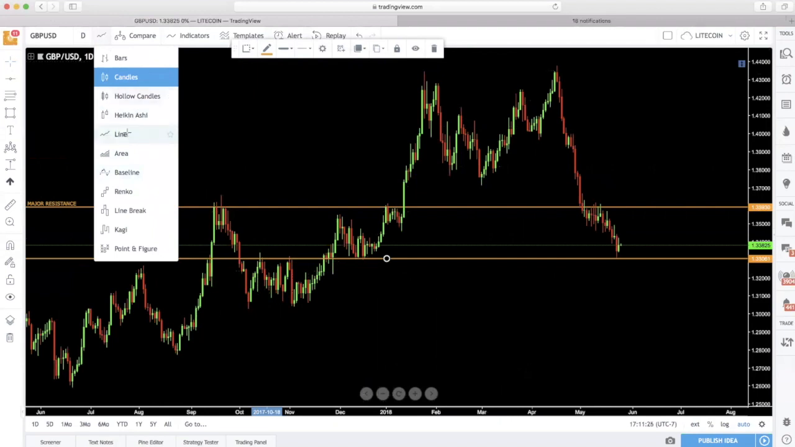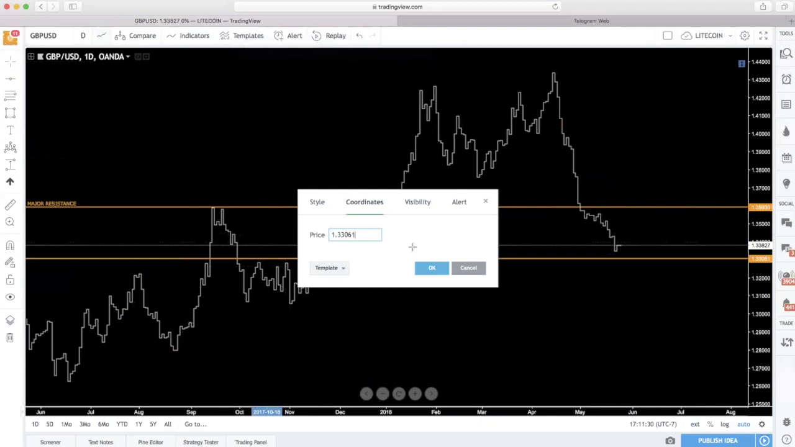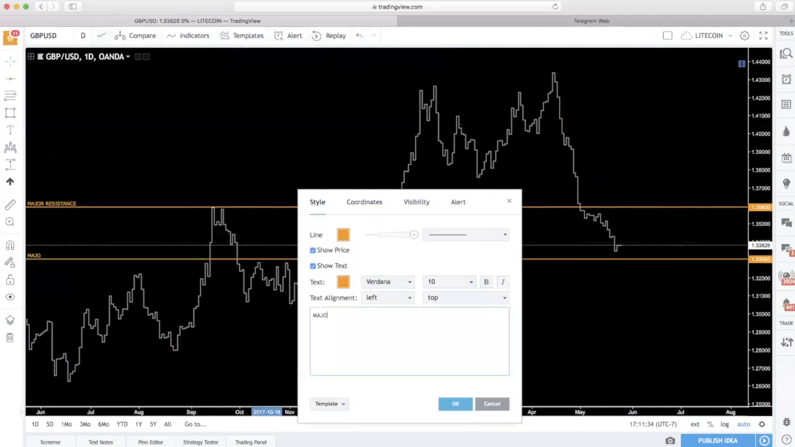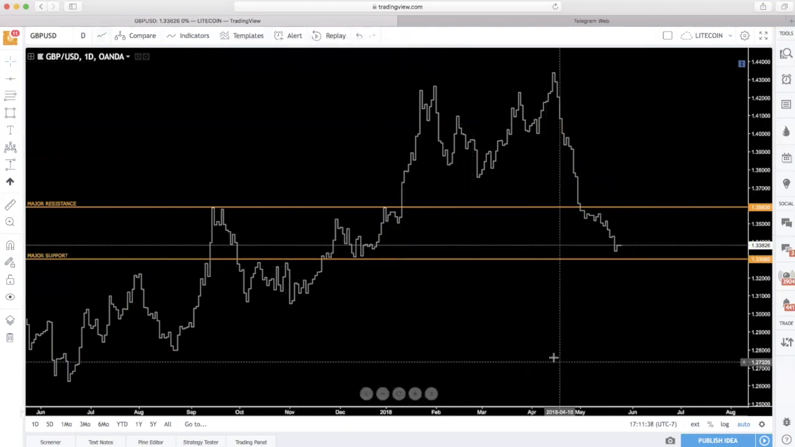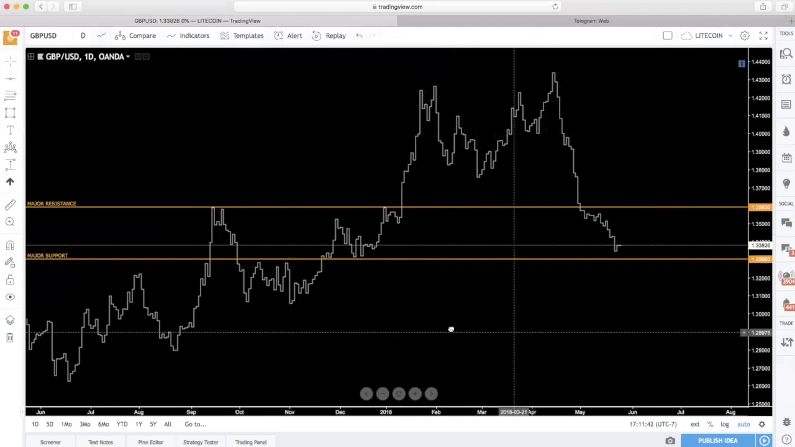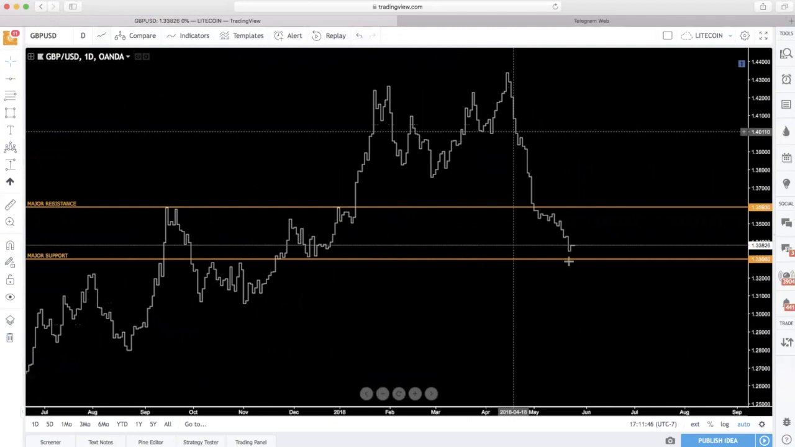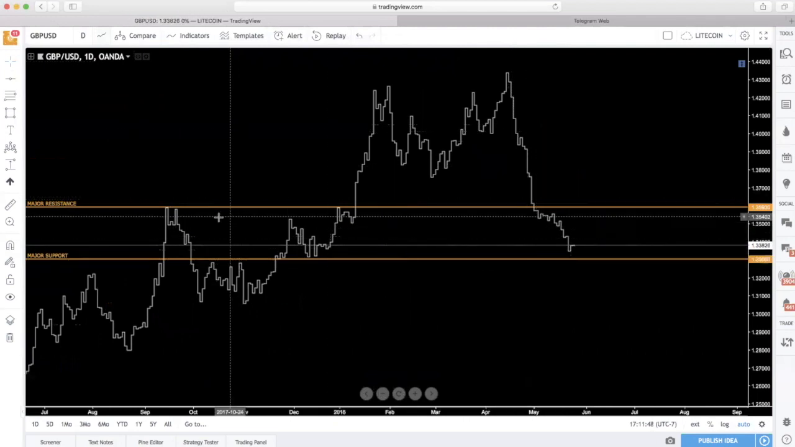So back to the line chart, we know this is a major support area. We're going to label this major support. Okay, let me go ahead and lock this actually. So that's pretty much all I really do on the daily. I know the bullish trend now broke, and I know this is the major resistance, this is the major support.